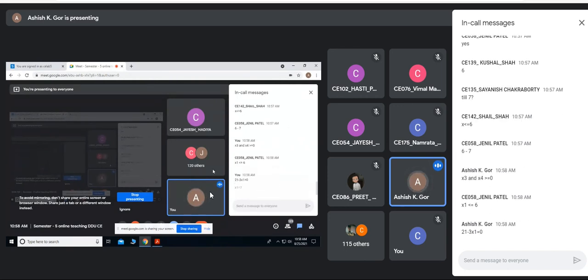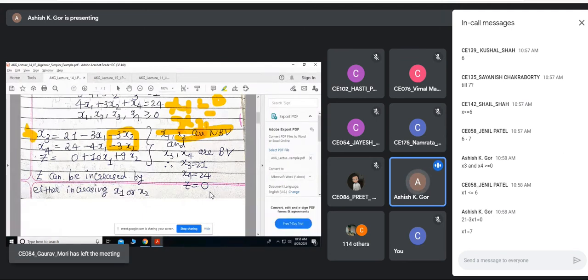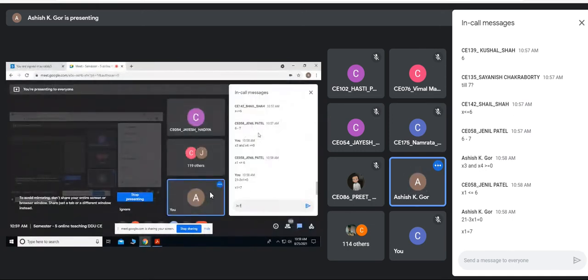Yes, very correct. In the first equation you can increase x1 up to 7 only, because if you take 8, then 21 minus 3 into 8 is minus 3. So x3 will go negative, which is not allowed, because x3 should be non-negative. So in the first equation, x1 can go maximum up to 7.